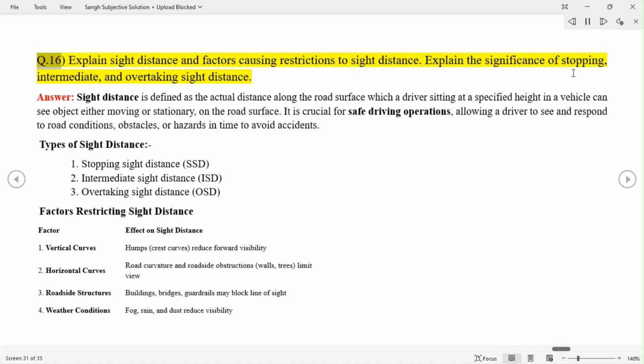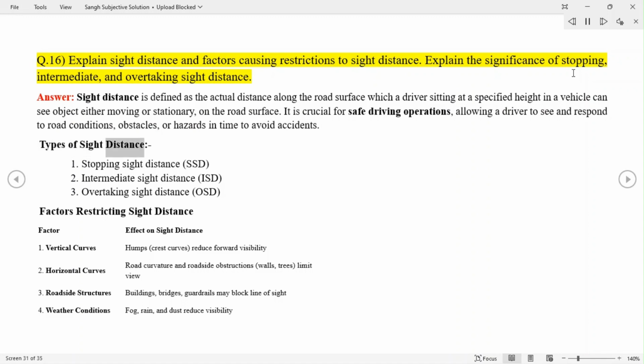16. Explain sight distance and factors causing restrictions to sight distance. Explain the significance of stopping, intermediate, and overtaking sight distance. Answer: Sight distance is defined as the actual distance along the road surface at which a driver sitting at a specified height in a vehicle can see objects, either moving or stationary, on the road surface. It is crucial for safe driving operations, allowing a driver to see and respond to road conditions, obstacles, or hazards in time to avoid accidents.